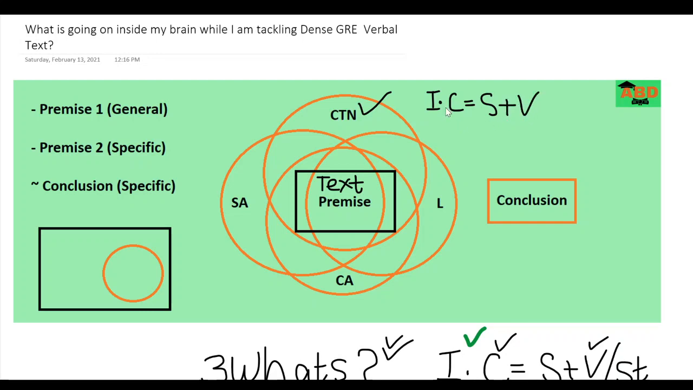I expect you to know different types of clauses. I expect you to know how to locate a subject. I expect you to locate a verb, that kind of thing. Don't worry if you're not able to get it right now.